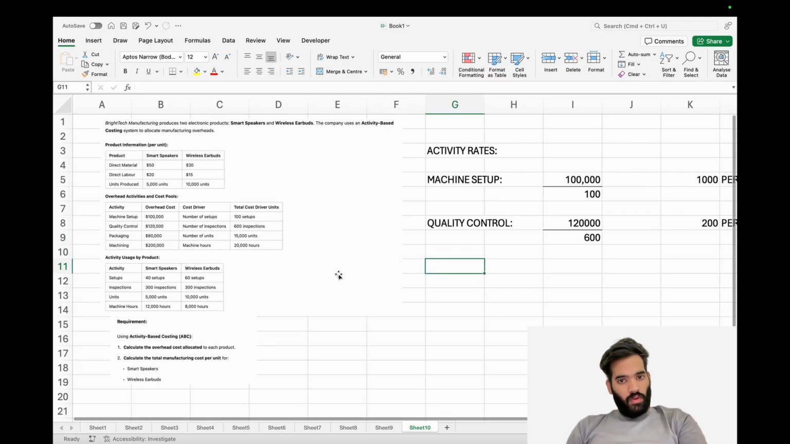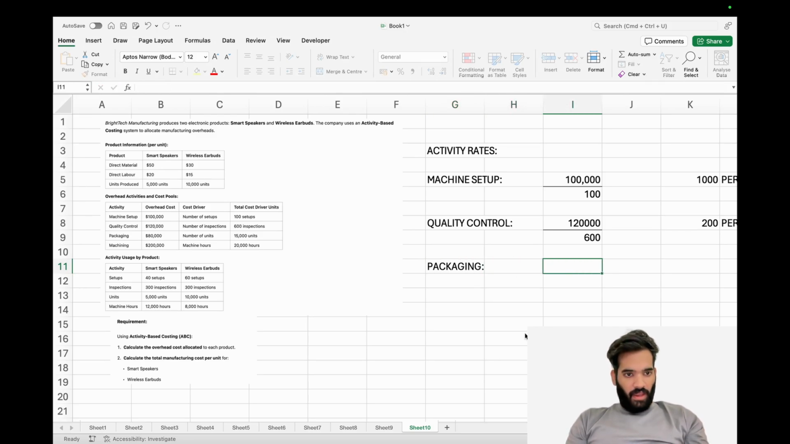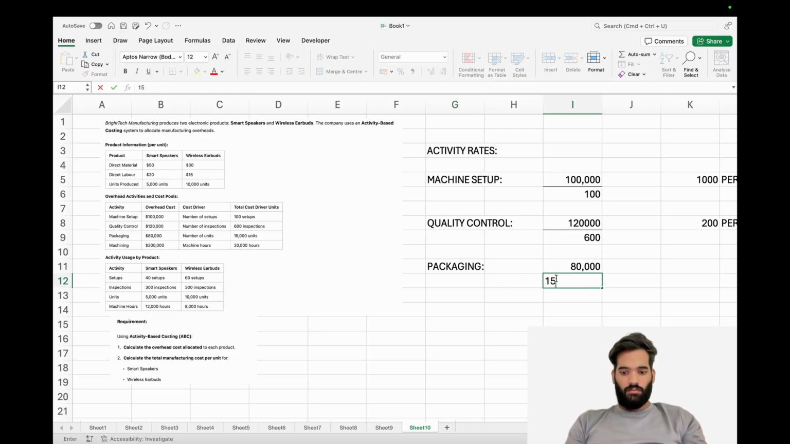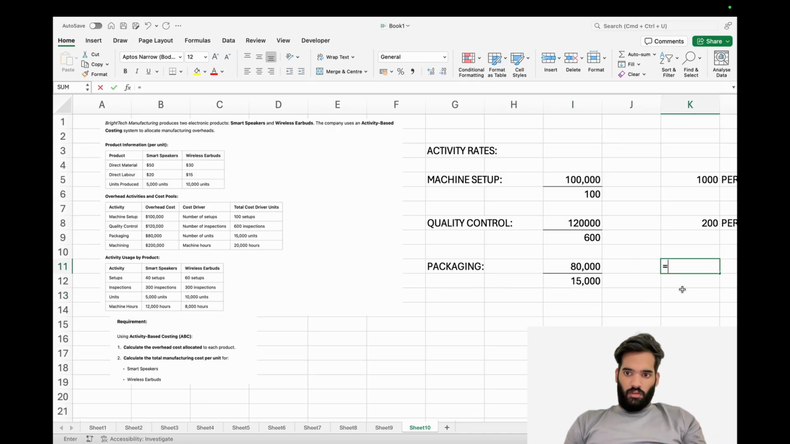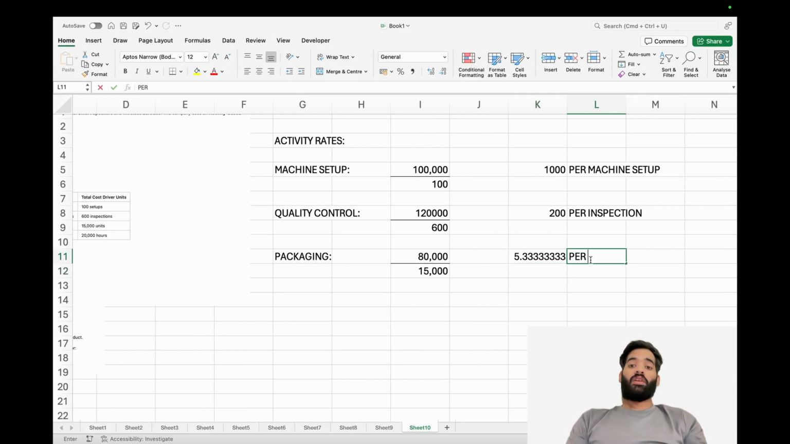Okay, third one, packaging. So for packaging, it's 80,000 over 15,000. And again, if we solve this, this will be per unit, because the cost driver for packaging is units in this question. So this will be 5.3 per unit we are spending in packaging.